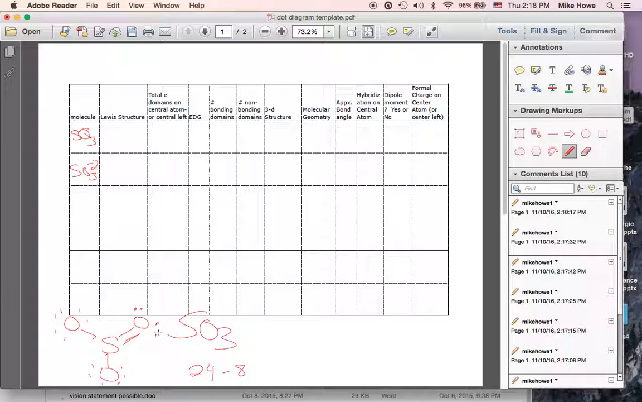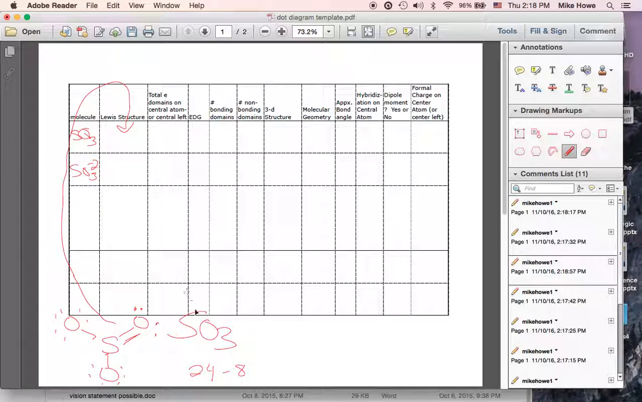So let's double check and make sure that we have 24 electrons in the picture. There's 2, 4, 6, 8, 10, 12, 14, 16, 18, 20, 22, 24. So yes, we do. So that's our picture. So the Lewis structure then is this. All right, so for that one, you should have that picture right there.